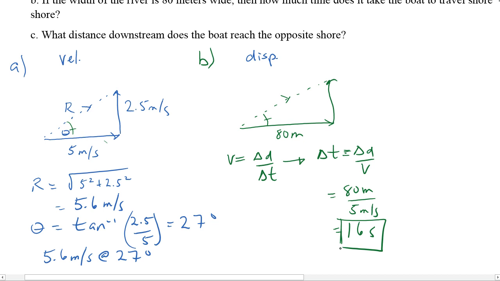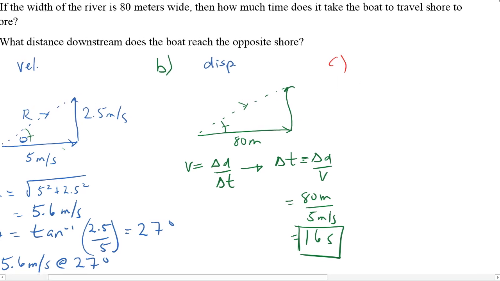The last question is part C. I think I'll switch to red for this last one. Part C is, what distance downstream does the boat reach the opposite shore? In other words, what is this here? We'll put an X there. What is X? Equals question mark. Okay, well, if it takes 16 seconds to get across, it's going to be moving in this distance 16 seconds as well. So I'll say, okay, this is the velocity with which it's going north. So how far it goes north would be that x over there.